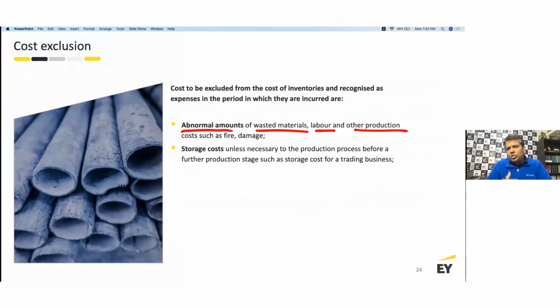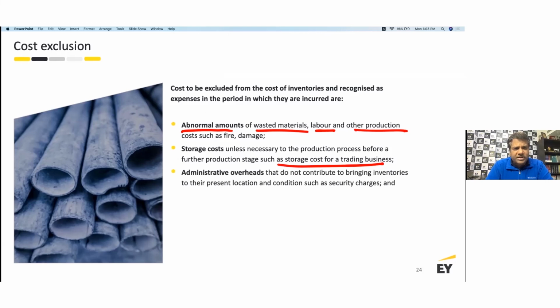Storage cost. Storage is also a period cost unless, as I said, you're storing, let's say, liquor, which needs to be stored for a long period of time before it actually gets into its present condition and location, which can be consumed, right? Storage cost for a trading business, that's a period cost. This is not allowed to be charged to inventory, unless necessary to the production process before a further production stage. Administrative overheads that do not contribute to bringing inventories to their present location and condition, such as security charges. All of them are excluded.